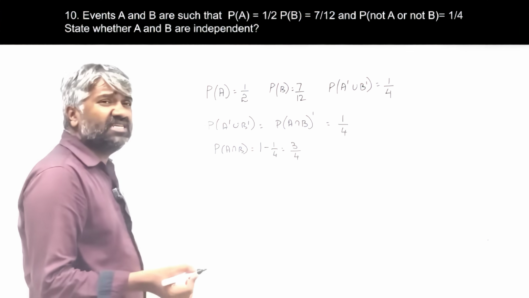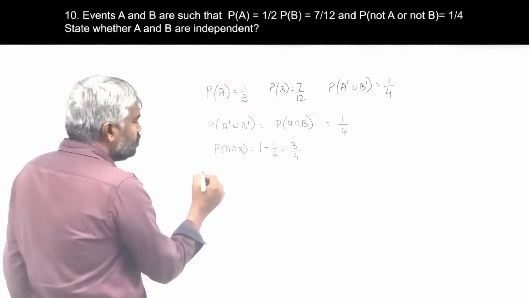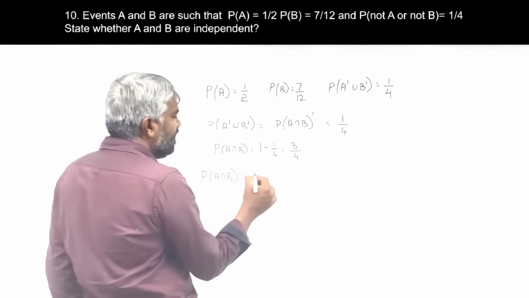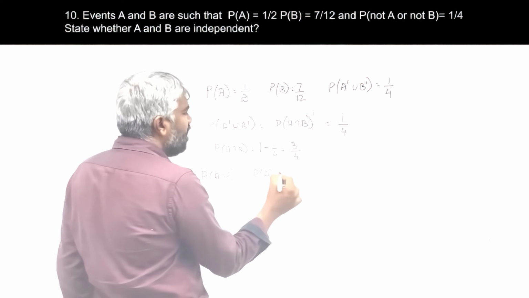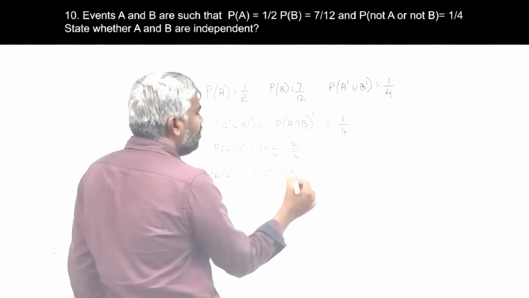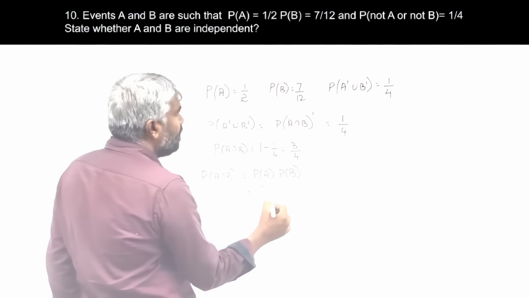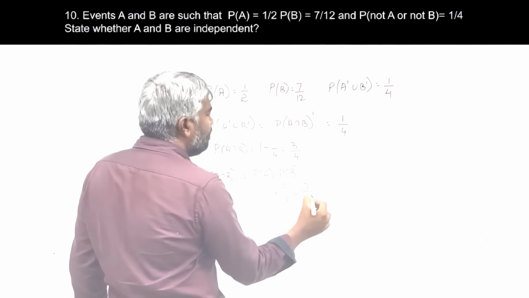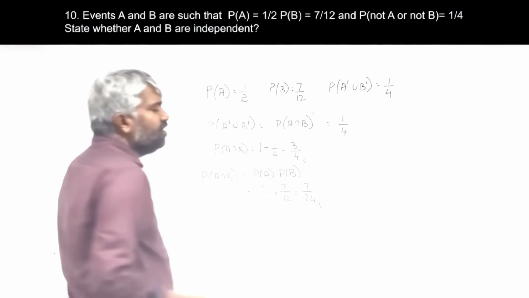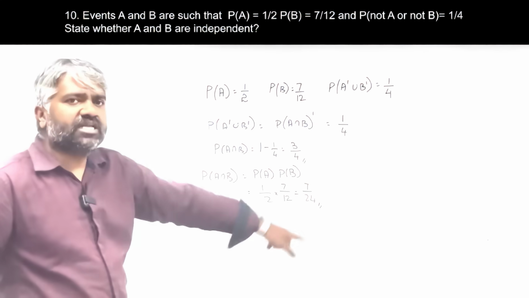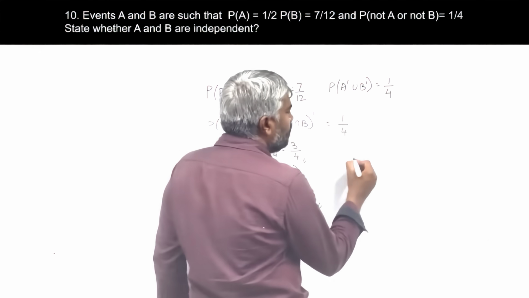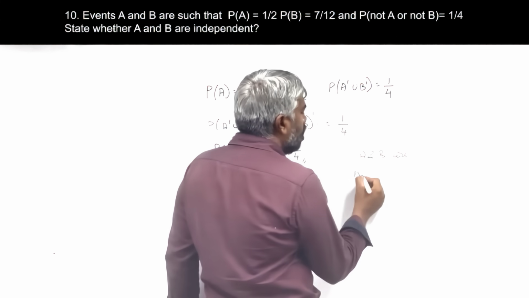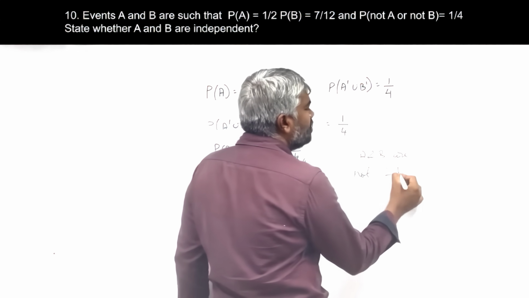Now we have to check whether it is an independent event or not. To check, you have to use the independent event formula. What is P of A intersection B? Which is P of A into P of B. P of A is 1 by 2, P of B is 7 by 12, which is 7 by 24. See, both the data are not matching. Therefore, A and B are not independent events. That's all.